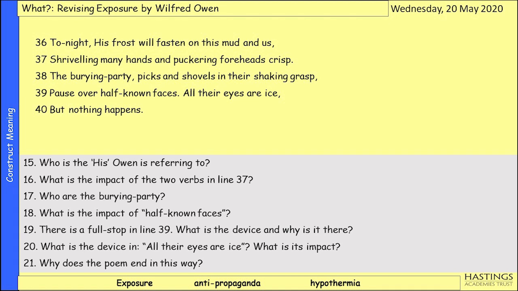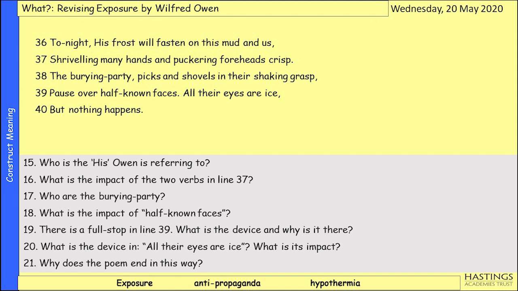Number 16. The verbs shrivelling and puckering in line 37 are very effective. They show the treacherous effects of the frost. Soldiers' bodies are shrivelling up from the effects of the cold, and their foreheads are wrinkling and frowning in pain. This reminds us of the first line of the poem, "Our brains ache." It reinforces physical agony from the weather to go alongside the usual pains we associate with war.